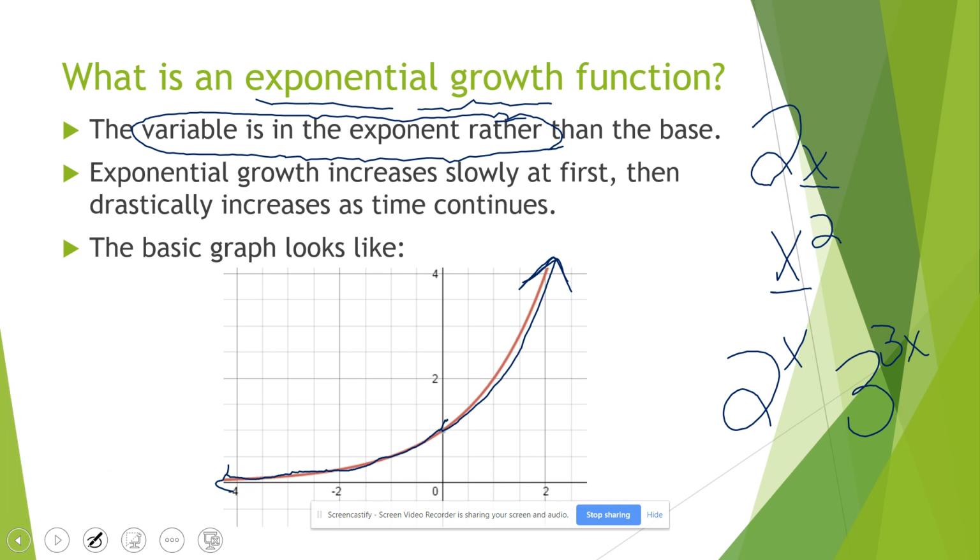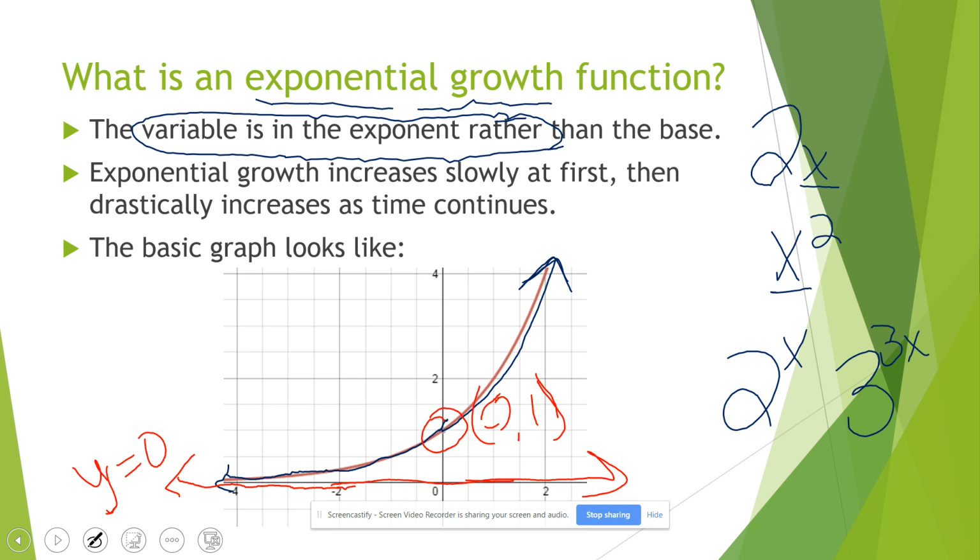A couple of basic things about our graph. (0, 1) is what we call our go-to point. That is always going to be in our parent functions. And then we have a horizontal asymptote here at y is equal to 0. Now remember, an asymptote is a line that our graph will approach, but will never touch or cross.